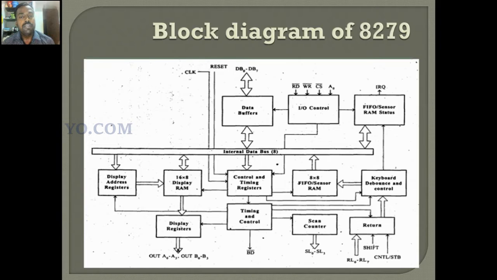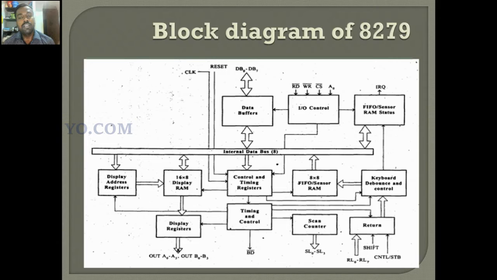The data buffer is used to connect to the data lines of the 8086 microprocessor directly. So this is a bidirectional tri-state data bus buffer that is used to transfer the data between the microprocessor and 8279. The buffer is connected to the internal data bus of 8279.